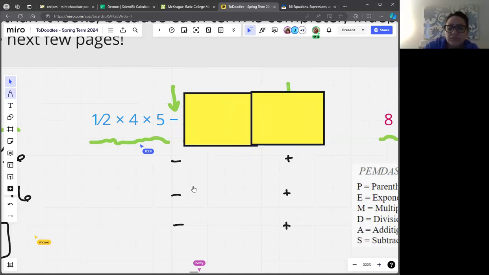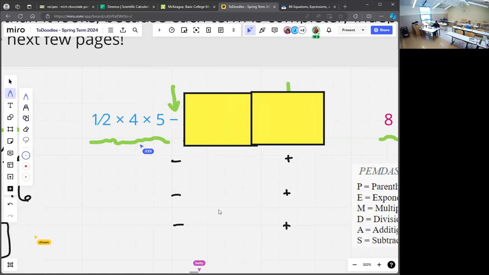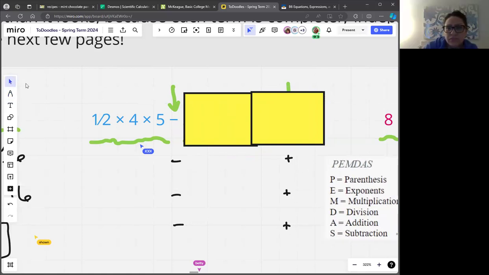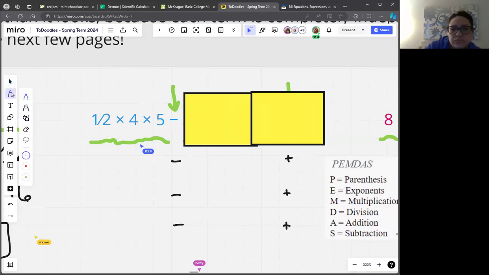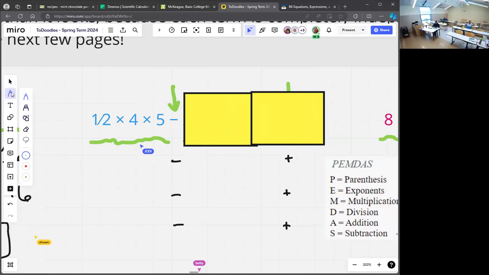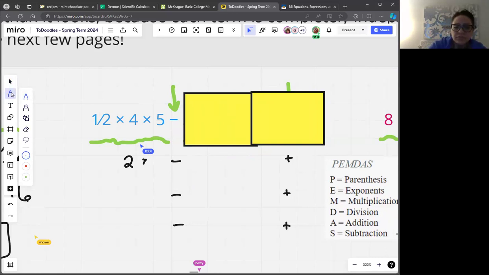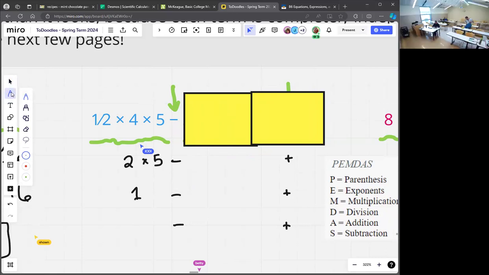So here's our first term. So what do I do first? Think about PEMDAS if it helps. Multiplication. I'm only multiplying, so I have to write 1/2 times 4. What's half of 4? 2. And times 5 and 10. Everyone okay with that first term?